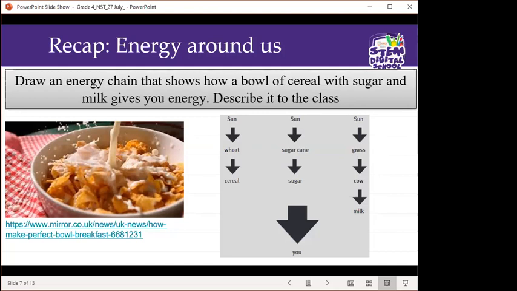All right, and then we move on to the milk. How does energy reach the milk? Okay, the sun gives energy to the grass. The cow takes in the energy from the grass because it eats the grass. Okay, and then we milk the cow to get our milk. So meaning that the milk gets its energy from the cow, and then it ends up with us. All right. So every food item that we eat gets its energy from the sun.